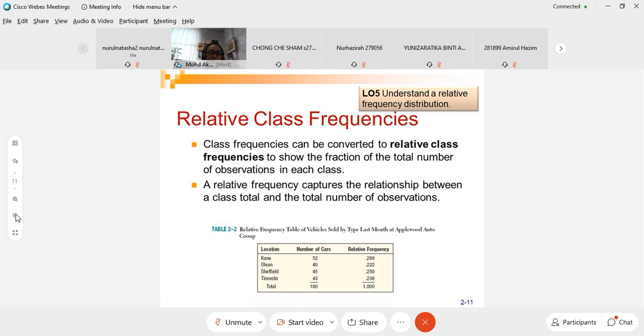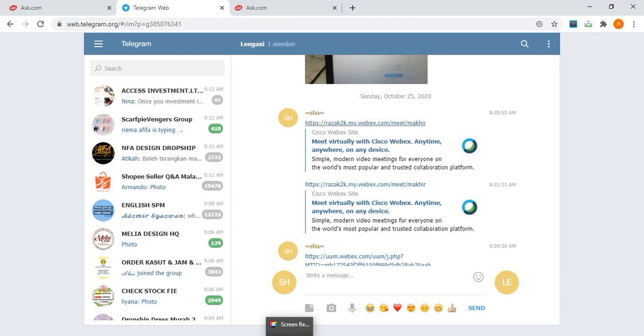Now we move on to relative class frequency. So we can ask Maisarah Alwani. Maisarah? Yes. Okay, can you read this slide, Maisarah? Please.